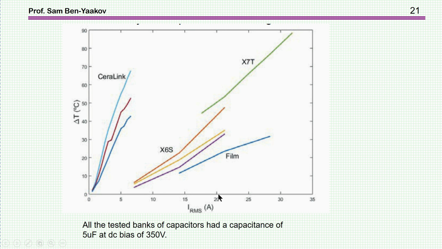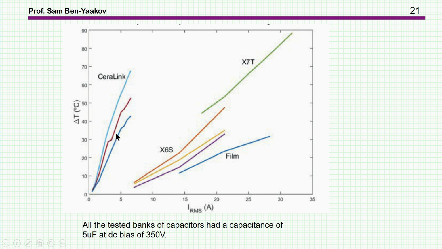You see, here we have, say, these ceramic capacitors that are concentrated in this group here. We have 20 amp. This is for a 5 microfarad total capacitance. It's a bank of capacitors, and they are biased at 350 volt. Okay. Now, here we have this, say, increase of 30 degree, and you see that you get 30 degree already at 3 amp with this Ceralink.